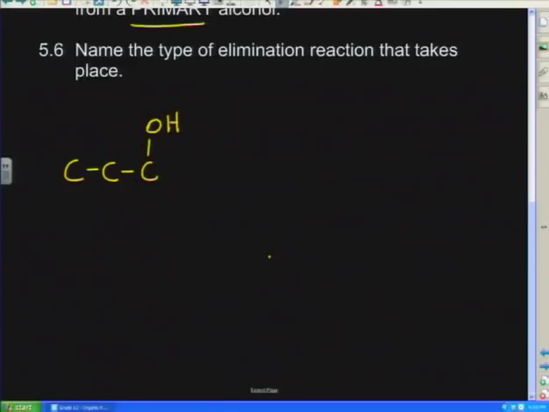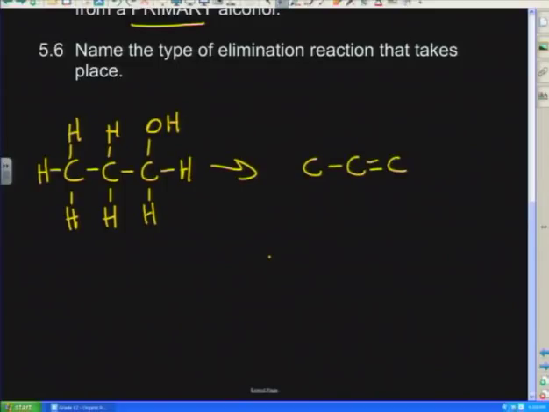So I've got my primary alcohol, which is going to make prop-1-ene. There it is. Primary means that the alcohol is on the first carbon. So the hydroxyl is on the first carbon. That is my primary alcohol. Let's see if I can squeeze in my product. There we go, my prop-1-ene. And remember that my other product of this reaction is water.